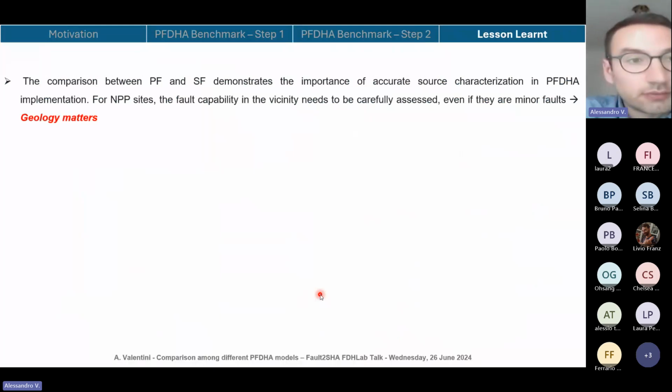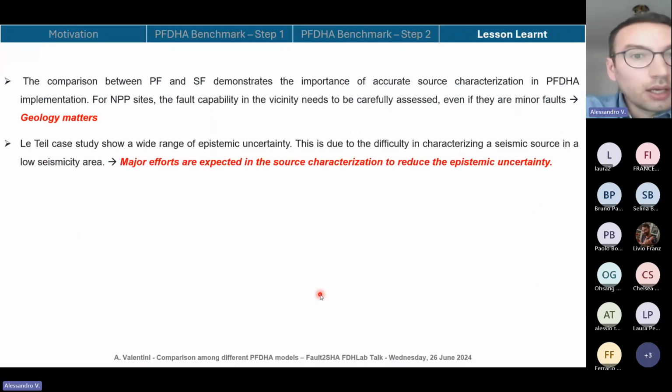Some lessons learned from this exercise. The comparison between the principal faulting and secondary faulting exercise demonstrates the importance of accurate source characterization in PFDHA implementation. And for NPP sites, the fault capability in the vicinity needs to be carefully assessed, even if there are minor faults. So this means that the geology of the area is very, very important. As I showed you with the last plot, also the source characterization, but we can do a good source characterization when we know the geology of the area very well.